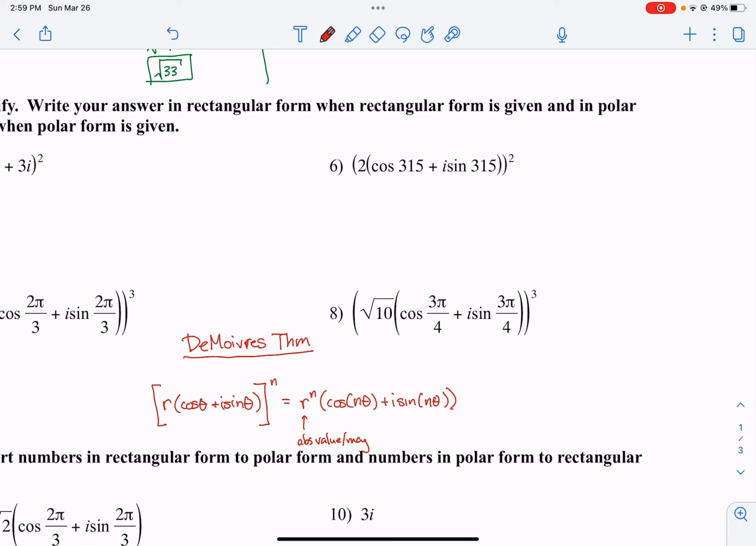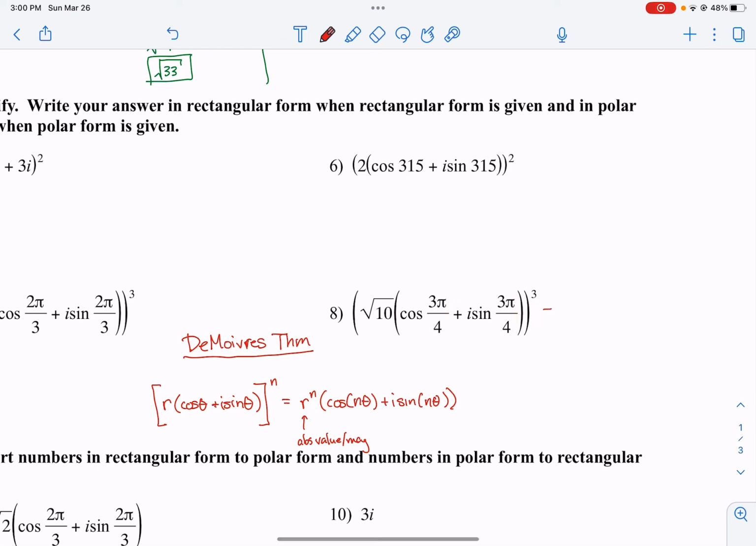So here's a quick concrete example. We're taking 3 pi over 4 and multiplying it by 3. Same thing over here, we multiply this by 3. And then we take the square root of 10 and raise that to the third power. So we're not multiplying by 3, we're raising to the third power. Let's go ahead and do that.